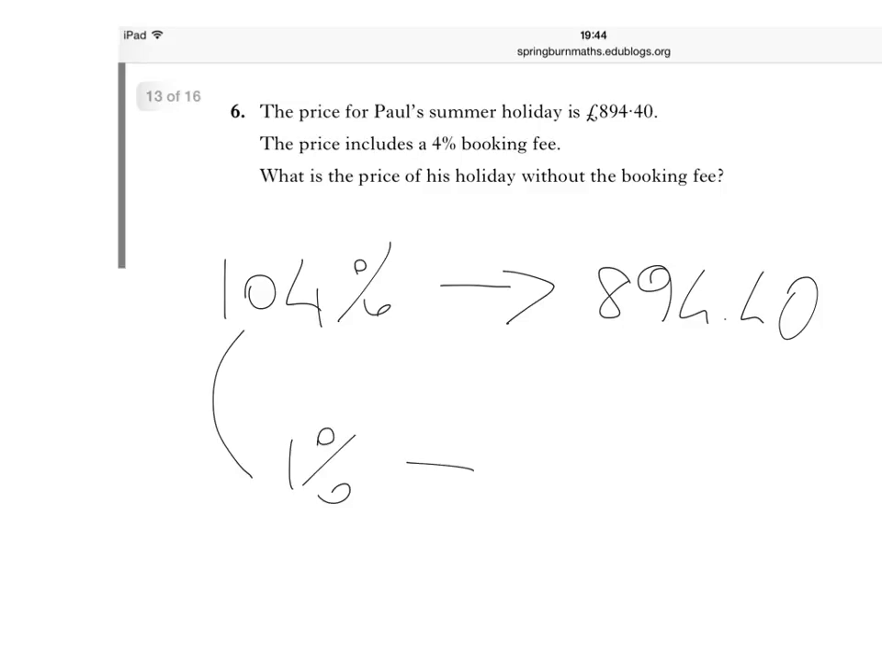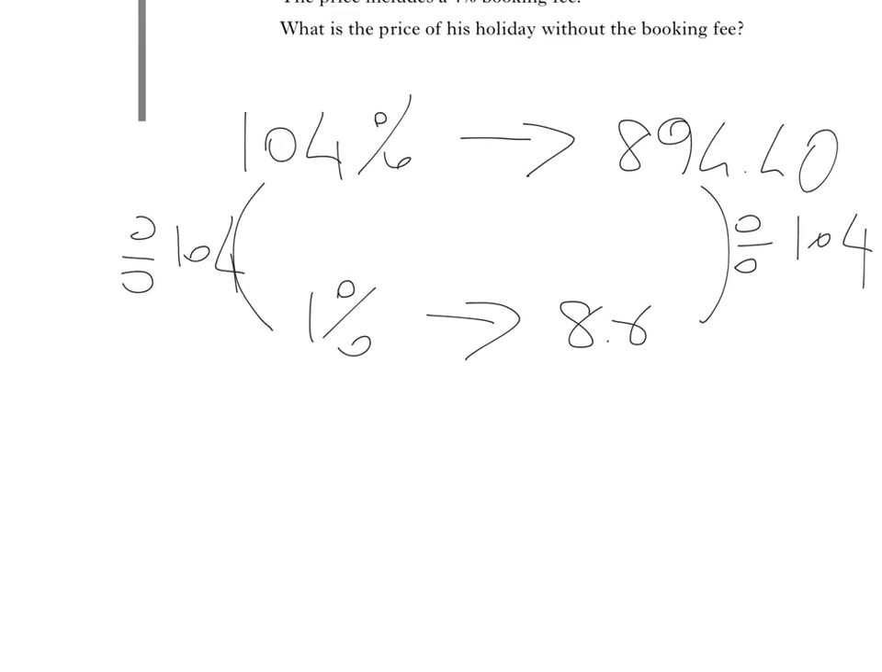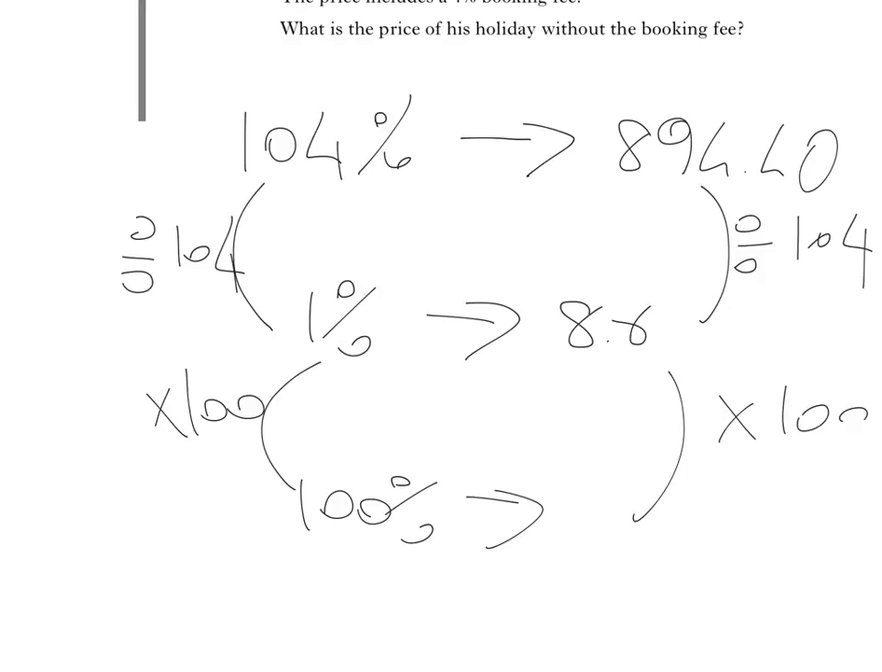I'm going to look to find what the original was, which was 100%, so I'm going to bring myself down to 1% first of all, which is often the way to go with these questions, particularly if it's a calculator one, which this is. So £894.40 divided by 104 will give me 8.6. It's then about getting yourself up to 100%, so multiply both sides by 100, and it's pretty clear, without the booking fee, £860, that's the final answer.